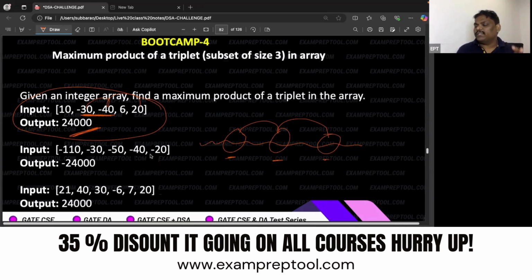If only positives are there, the problem is very simple. Take the first maximum, second maximum, third maximum. Only negatives, there also the same. All positive is easy, all negative is easy. A positive and negative combination may be something like this.